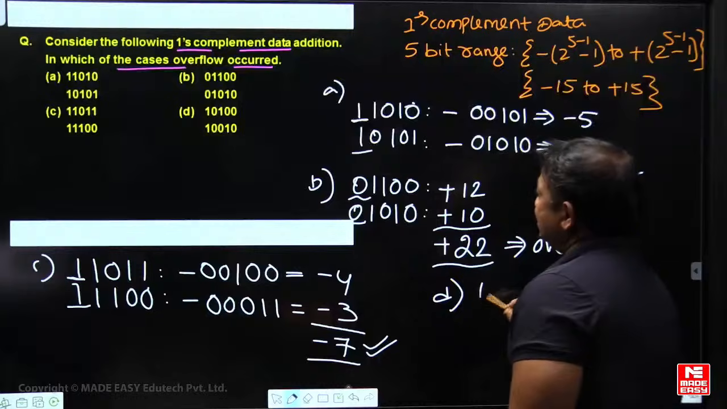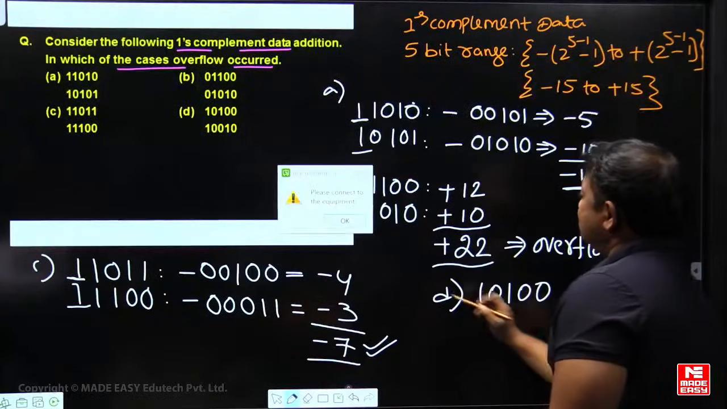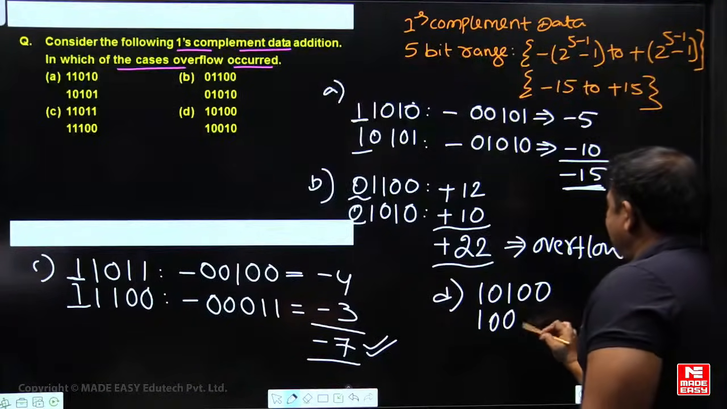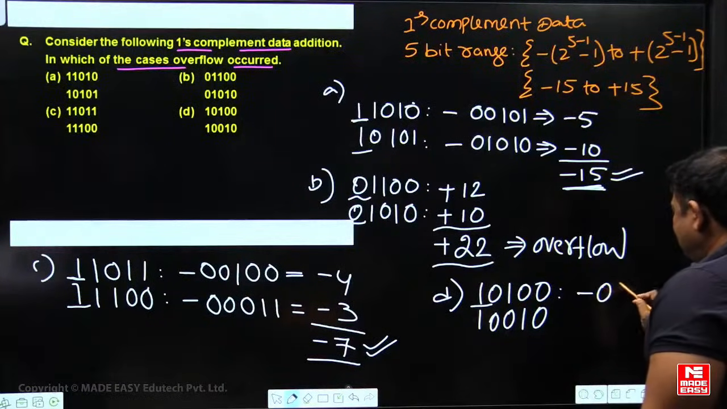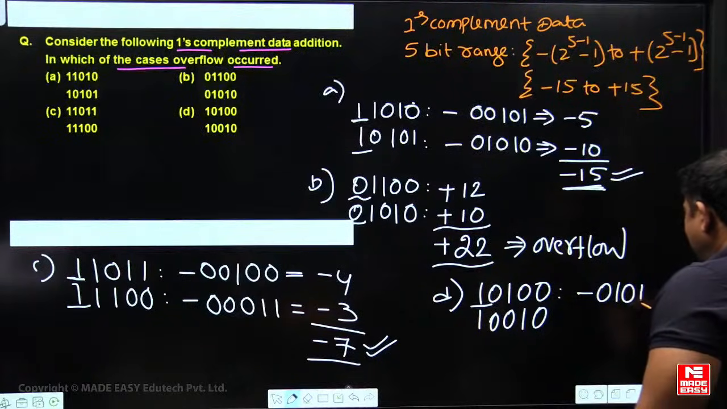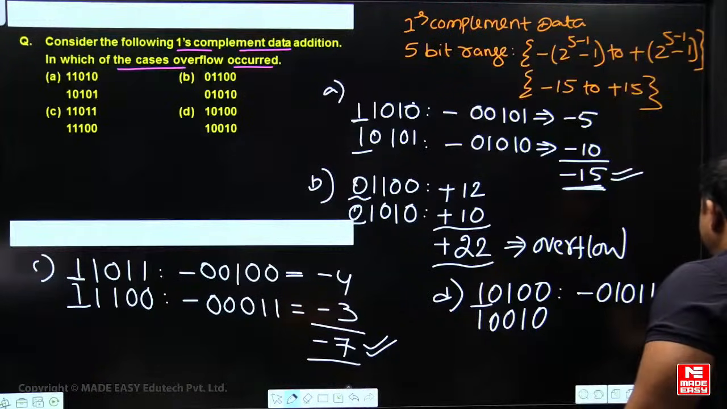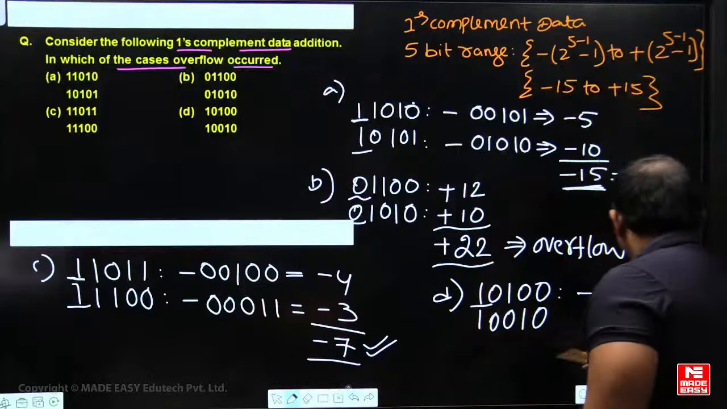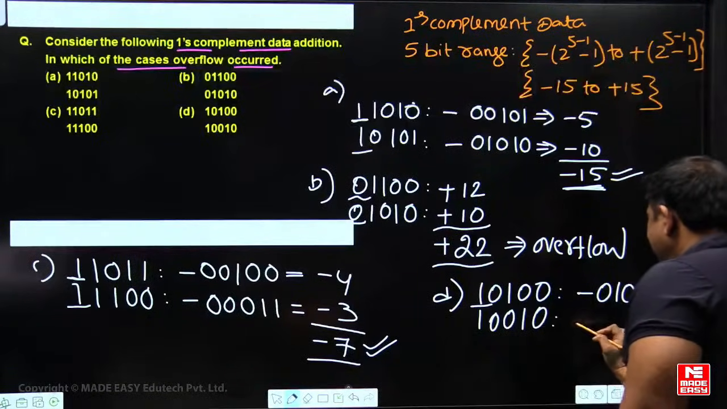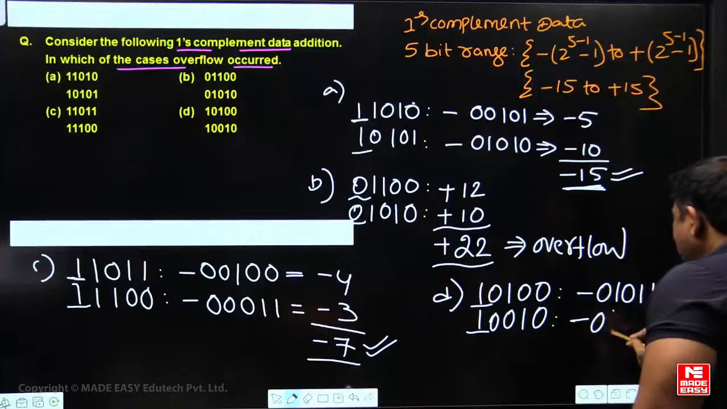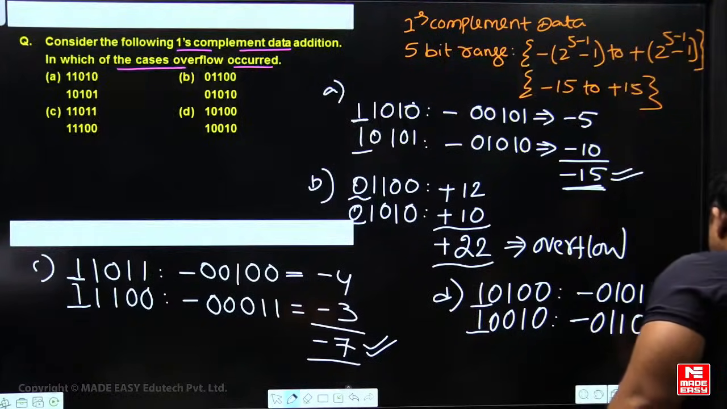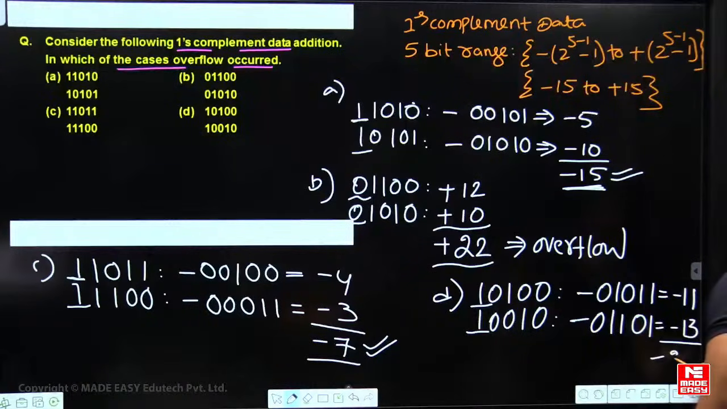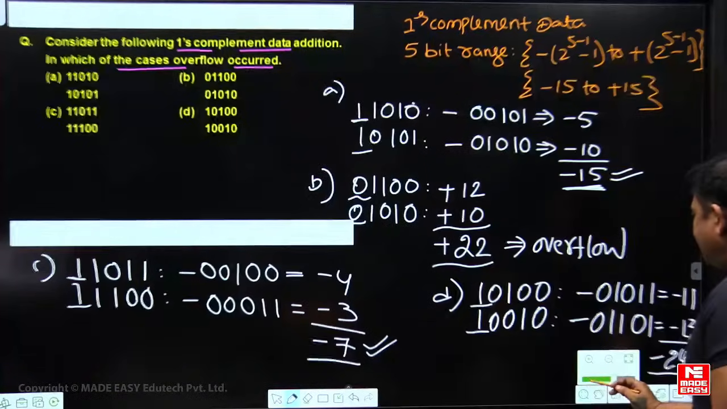Now option D: 1 0 1 0 0 and 1 1 0 0 1 0. The MSB bit is 1, the sign is negative. Take the complement: 0 1 0 1 1. This becomes minus 11. Next, the MSB bit is 1, the sign is negative. Take the complement: 0 1 1 0 1 is equal to minus 13. Right? Now the addition is minus 24. Minus 24 is not in the range, therefore overflow is present.